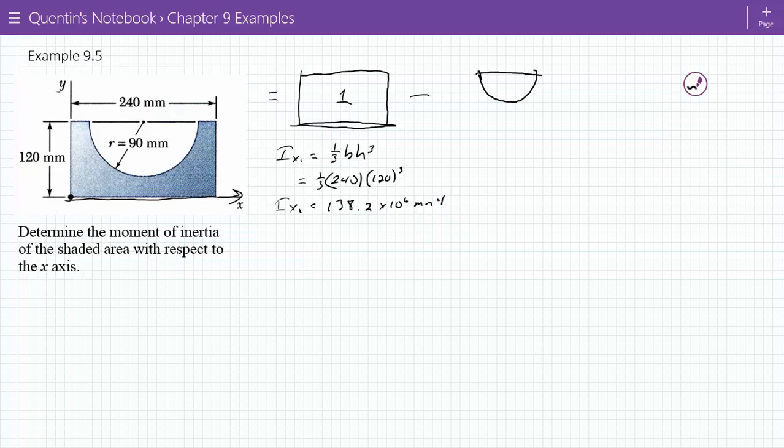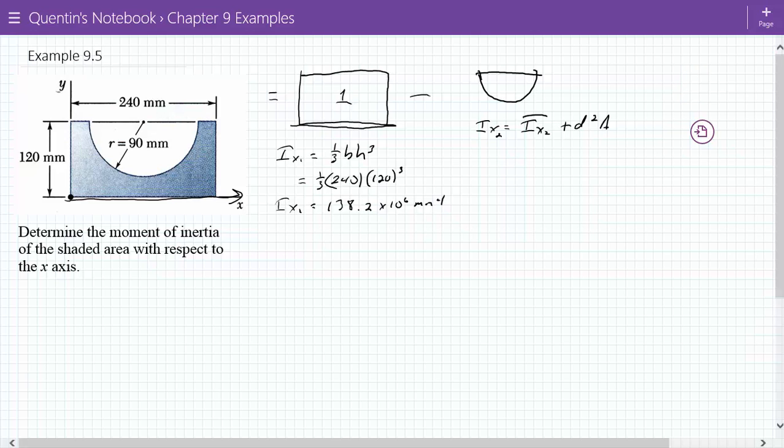Well, Ix, we'll call it 2, is Ix2 bar plus d squared a. Do we know what Ix2 bar is? Well, we're going to go look it up. We're going to look at the back of the book in the little table.